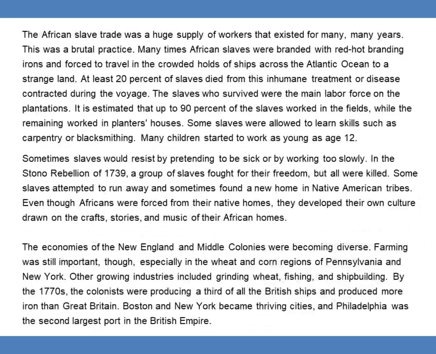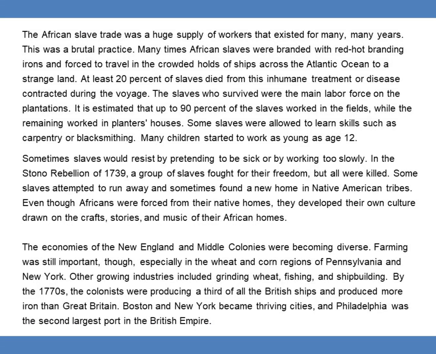The African slave trade was a huge supply of workers that existed for many, many years. This was a brutal practice. Many times African slaves were branded with red-hot branding irons and forced to travel in the crowded holds of ships across the Atlantic Ocean to a strange land. At least 20% of slaves died from this inhumane treatment or disease contracted during the voyage.